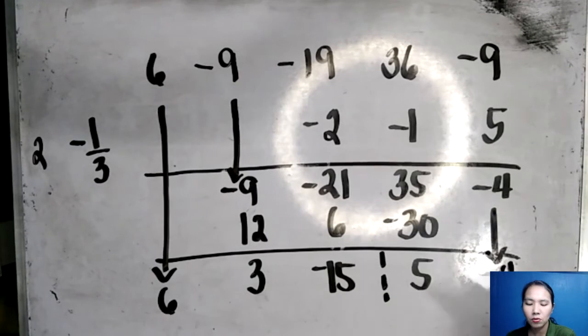And then, itong dalawang huling numbers natin ang ating magiging remainder. Kanina, ang ating degree of polynomial ay raised to 4. And tayo ay nag-divide sa isang quadratic. So, ima-minus natin ang ating exponents. Magsisimula tayo ngayon sa x squared.